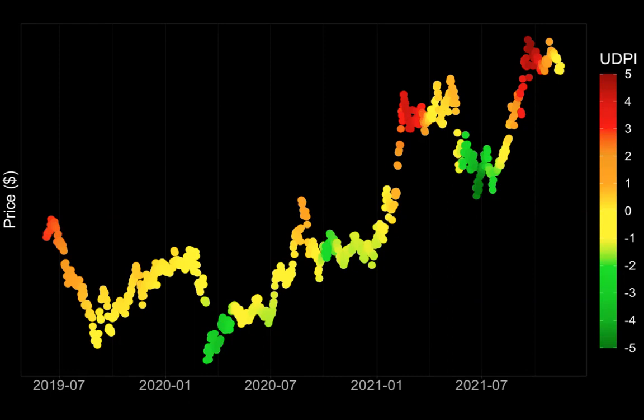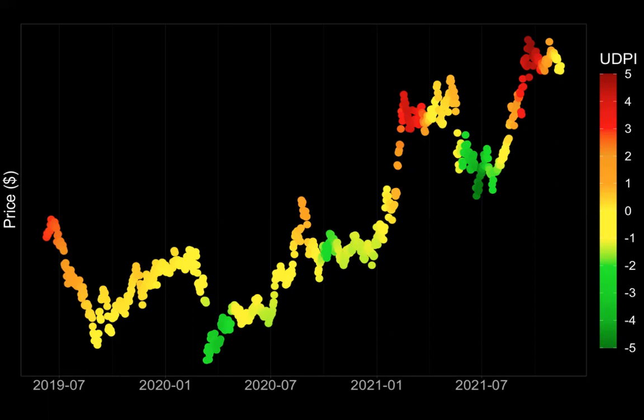And as you might guess, based on that color coding, when the UDPI reads 5, that indicates that the asset is very high risk, that there's relatively limited upside potential that's realistic for the near future, but plenty of downside potential. On the other hand, when it's reading -5 and showing green, it's the opposite. It means that an asset is extremely low risk, with plenty of upside potential that's realistic for the near term and limited downside potential. Each one of these dots represents a day in Atom's price history.